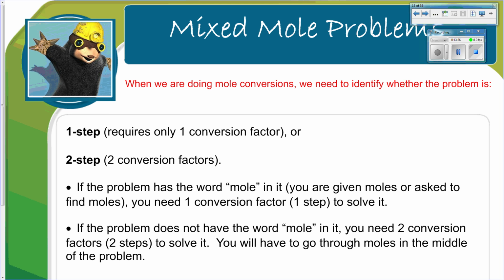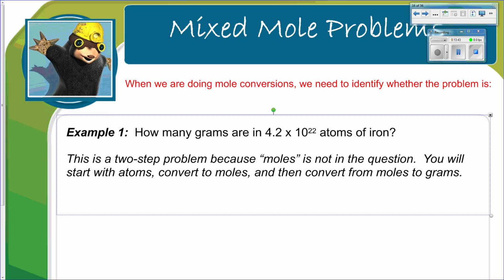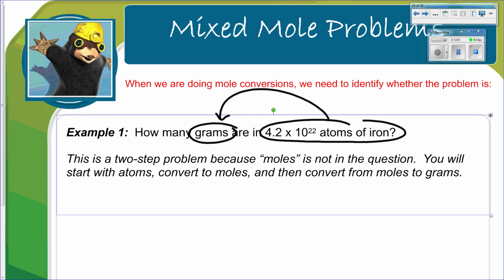a two-step problem. And what I like to think about with this is moles is the most important piece here. Everything's going to use moles kind of like an interchange on the highway. So if you're trying to get, for example, from atoms of iron to grams, we don't have a conversion factor that takes us directly from atoms to grams. We haven't learned one, but we do know how many atoms are in one mole. We know there's 6.02 times 10 to the 23rd atoms in one mole, and we also know that we can calculate what the molar mass of iron is.